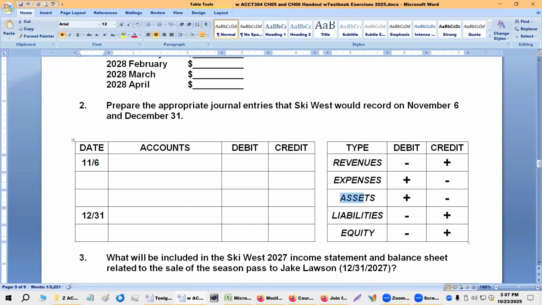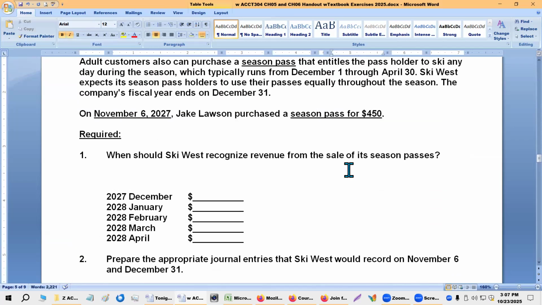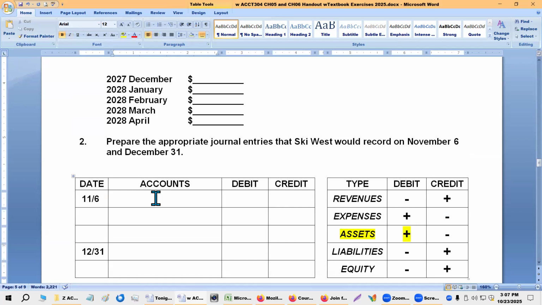What asset is this going to be? Could it be accounts receivable? Actually, he's already paid it. So this is just going to be cash. Right now it's just cash because we haven't earned any of it. So we're going to first put it in as just cash. So cash, it's an asset going up. I don't think I need to put that in. I guess I could.